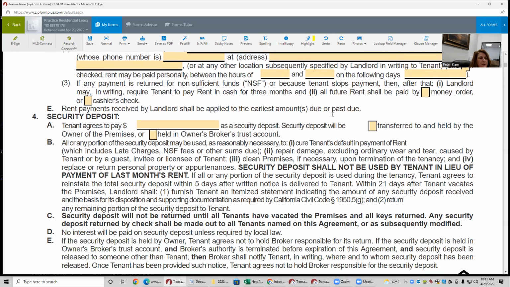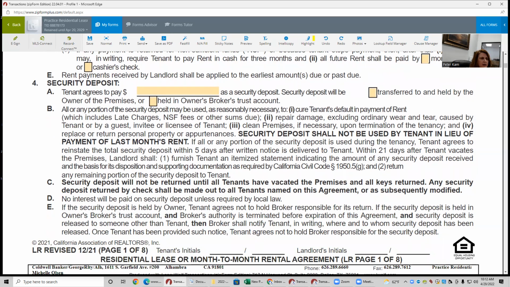So if the payment for rent is returned for non-sufficient funds, the landlord may require tenant to pay rent in cash for 3 months, or all future rent can be required to be paid either money order or cashier's check. So make sure that you are checking one of these boxes ahead of time in the unfortunate event that something happens like that. So make sure that agents, you're filling this out.